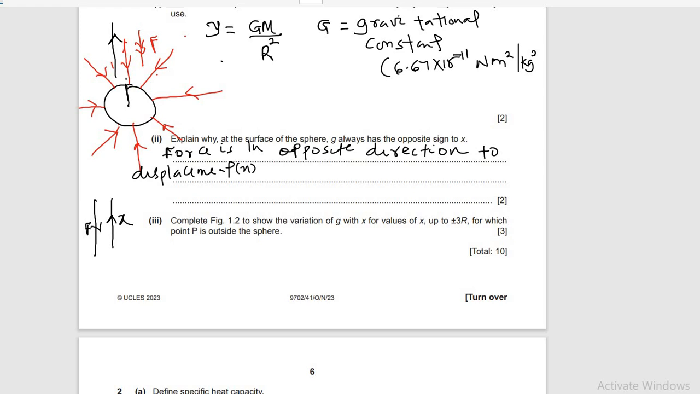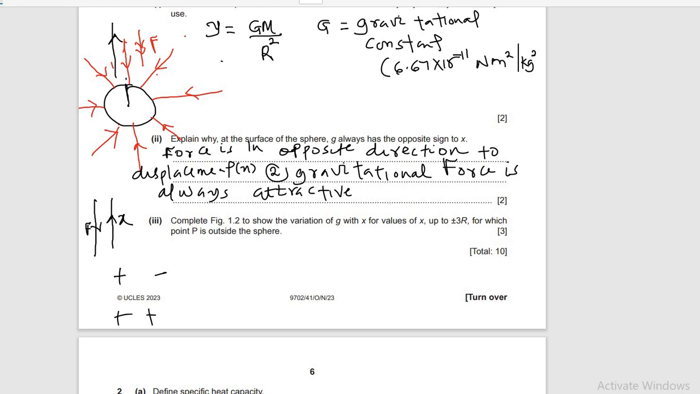Another point, number 2: gravitational force is always attractive. Attraction can only take place when one body is positive and the other is negative. Opposite polarity attracts, same polarity repels. So, a simple explanation. Let's do the next question.